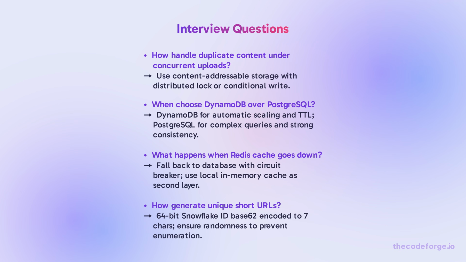What happens when Redis cache goes down? Fall back to database with circuit breaker. Use local in-memory cache as second layer. How do you generate unique short URLs? 64-bit Snowflake ID base 62 encoded to 7 chars. Ensure randomness to prevent enumeration.